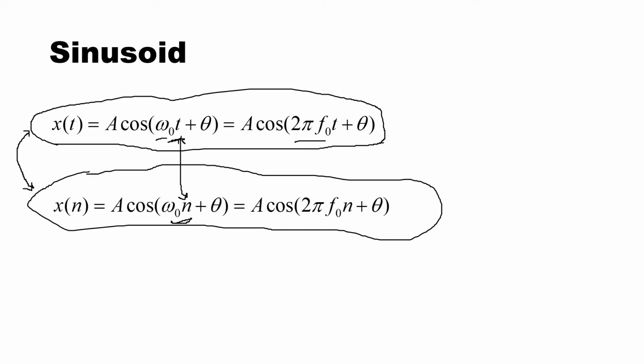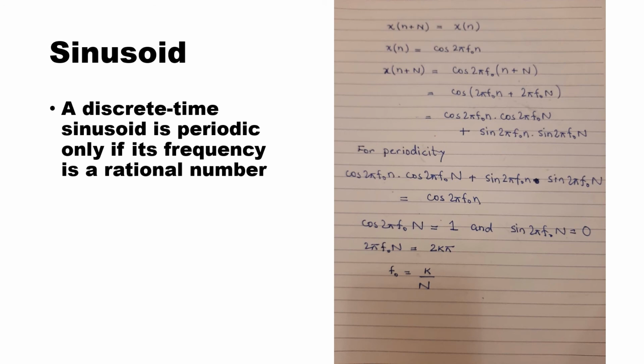entirely different. There is a big difference between continuous time sinusoid and discrete time sinusoid, and the difference that exists here will definitely also appear when we talk about complex exponentials in continuous time and complex exponentials in discrete time, because complex exponentials and sinusoids and cosinusoids are very much related by Euler's theorem. So what is the difference? In fact, it's not just one difference. There are two major differences.